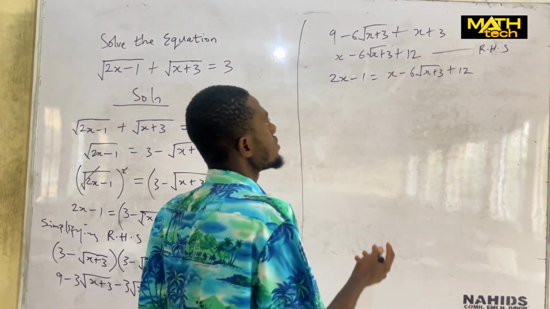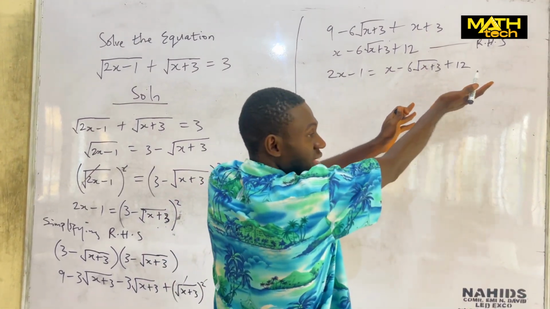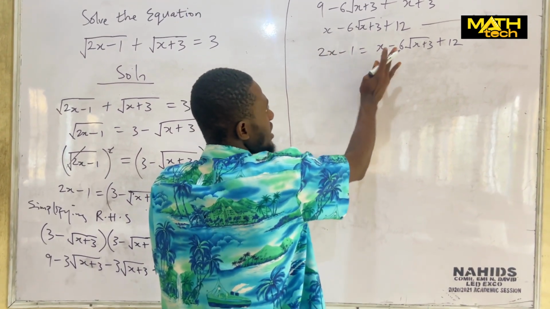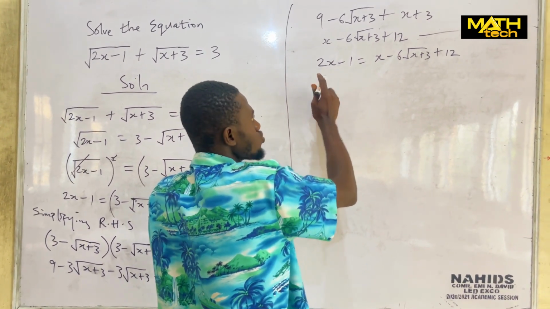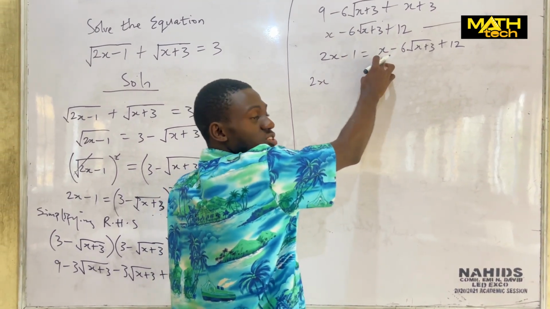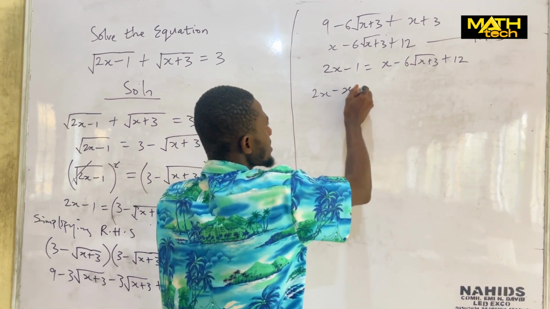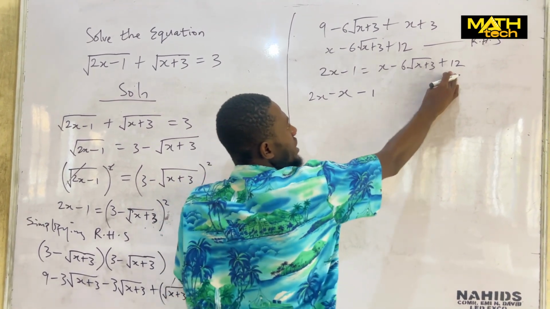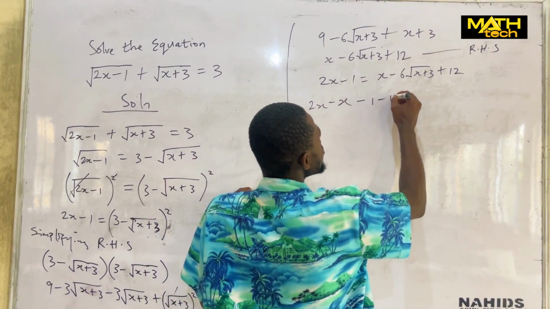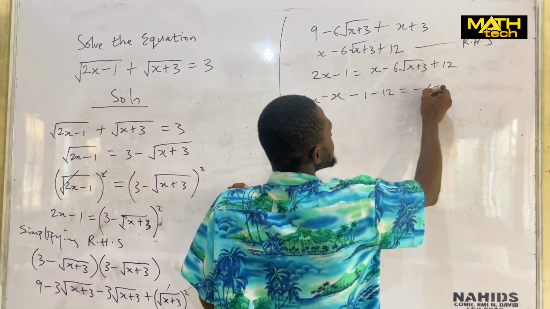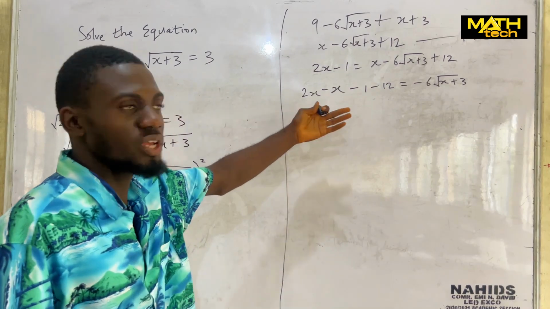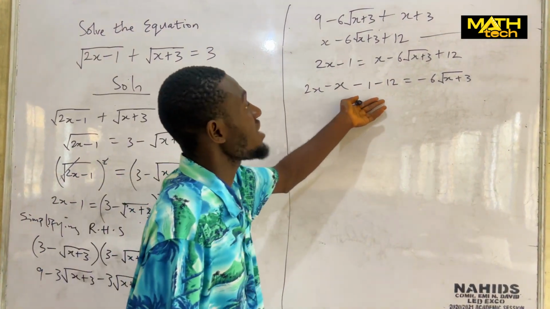Taking like terms together, let's move the like terms at the right hand side to the left hand side. So we say here we are having 2x. When this x crosses over to the left hand side, this is positive, it will then turn what? Negative, minus x, minus 1. When the positive 12 crosses over to the left hand side, it becomes what? Negative 12, minus 12, equal to minus 6 square root of x plus 3. So we'll do the addition and subtraction. For here, we're just having subtraction.